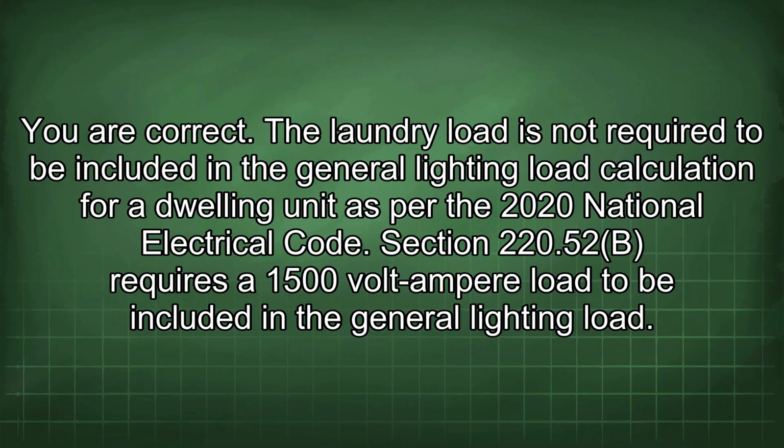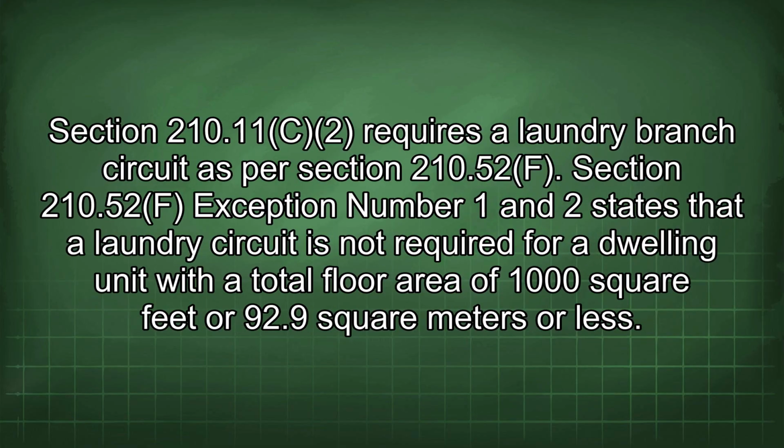You are correct. The laundry load is not required to be included in the general lighting load calculation for a dwelling unit as per the 2020 National Electrical Code. Section 220.52(B) requires a 1500-volt ampere load to be included in the general lighting load. Section 210.11(C)(2) requires a laundry branch circuit as per Section 210.52(F).